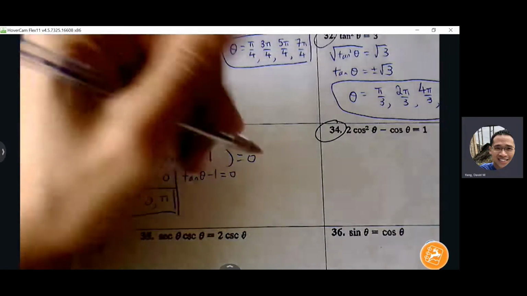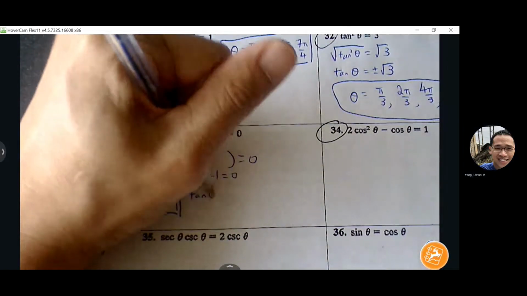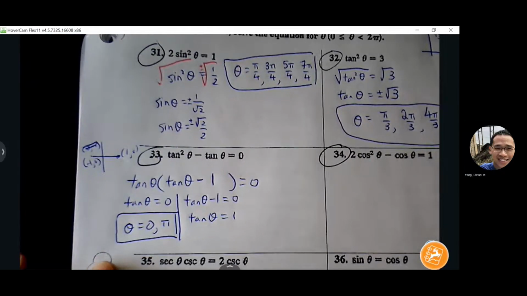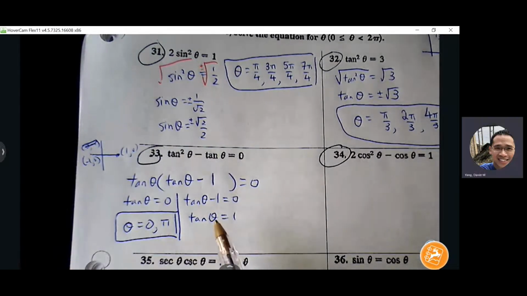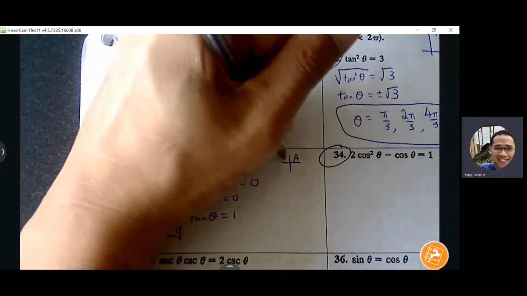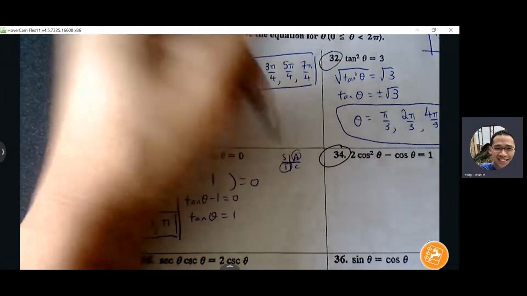Tangent theta minus 1 equals 0. Tangent theta equals 1. We know tangent is equal to 1 in the pi over 4 family, but we're talking about positive 1. So tangent is positive in the first and third quadrant, right?